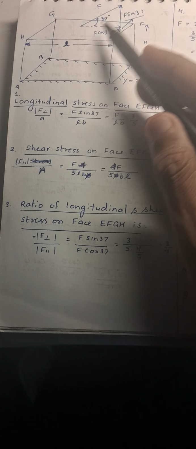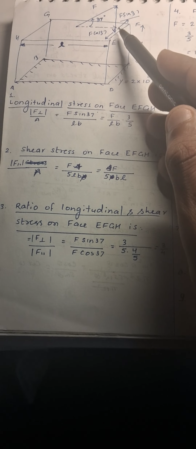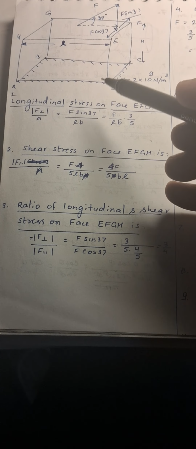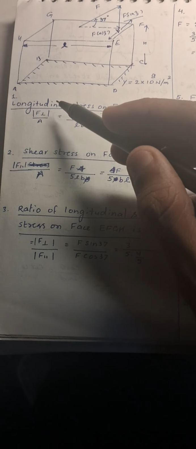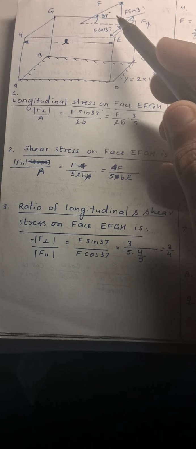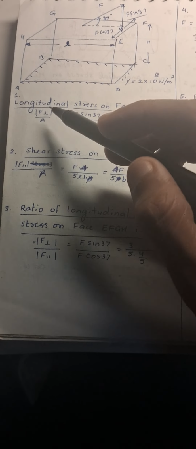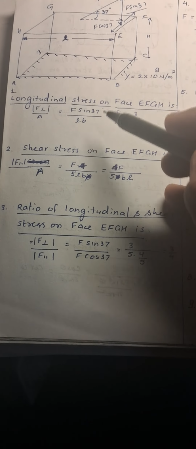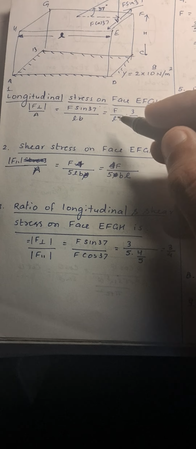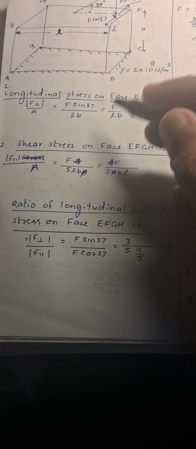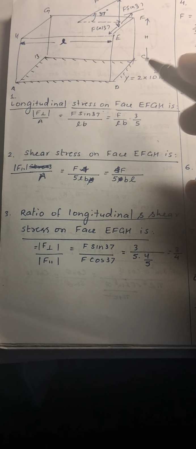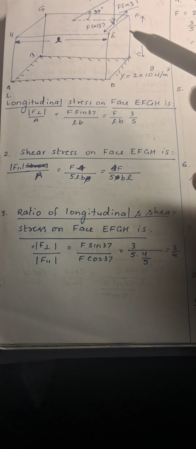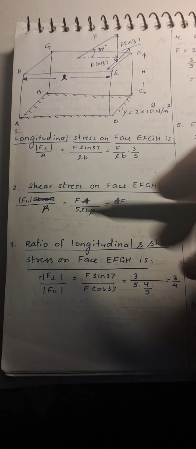So we just take the component of forces. Here it will be F cos theta, here it will be F sin theta. And for longitudinal force, we need to take perpendicular component of force, which is here F sin theta. And the area corresponding to this will be L into B. So the longitudinal stress will be F sin theta upon BL. Sin theta is 3 by 5. So we have 3F by 5 BL as the longitudinal stress on the face EFGH. That is answer to the first question.